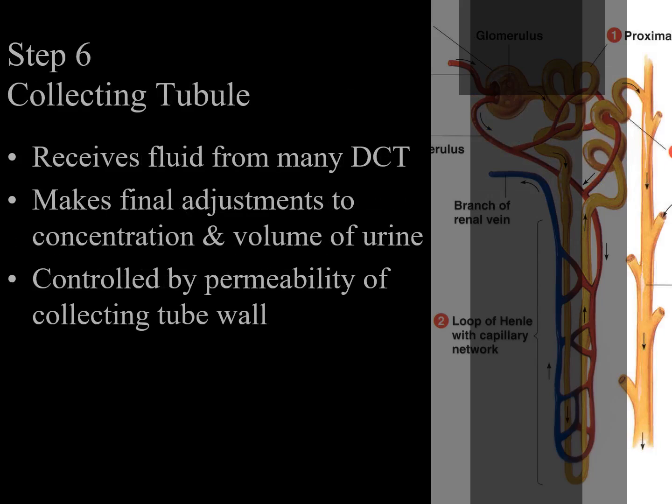Step 6 takes place in the collecting tubule, and if you look at that collecting tubule in the picture, you notice there's a bunch of little branches where tubes have been cut off, and that's because many distal convoluted tubules drain into a single collecting tubule. So you've got a bunch of nephrons that are emptying into one collecting tubule. And what the collecting tubule does is make the final adjustments to the concentration and volume of the urine. And it does this by controlling the permeability of the wall of the collecting tubule. And that needs a little bit of explanation.